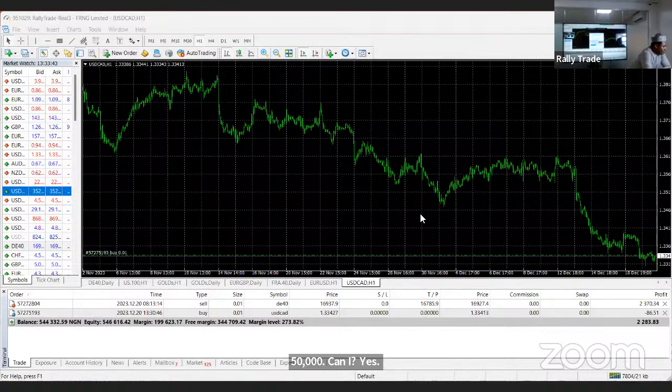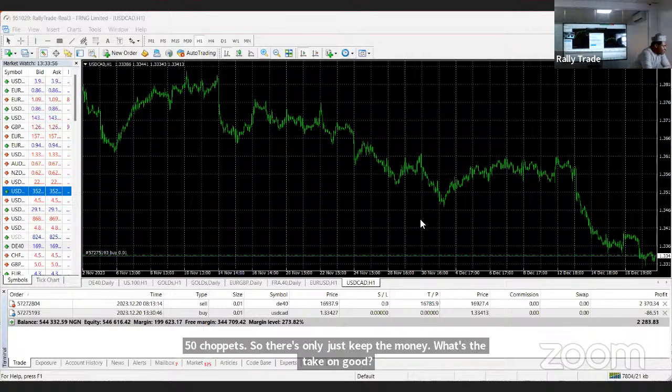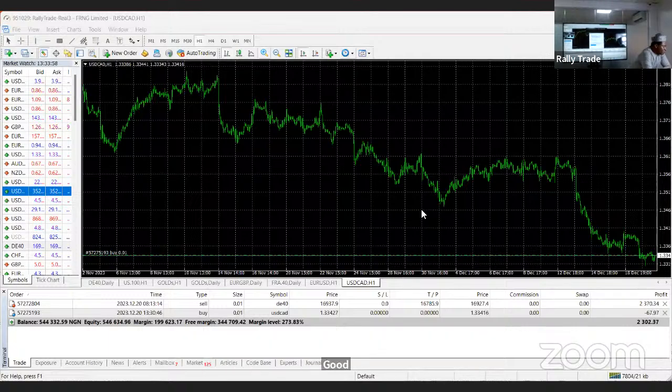How can you be trading with 3,000? It's too small. One pip can chop it. So there's no need, just keep the money. What's your take on gold? Gold is stay. Okay. FRA 40. Ask him Gartley.